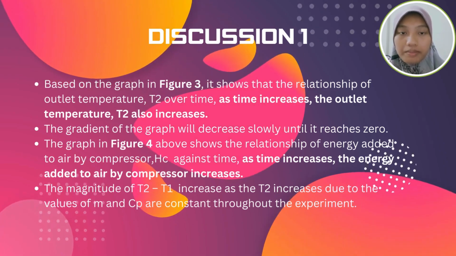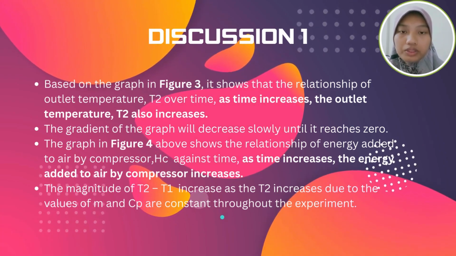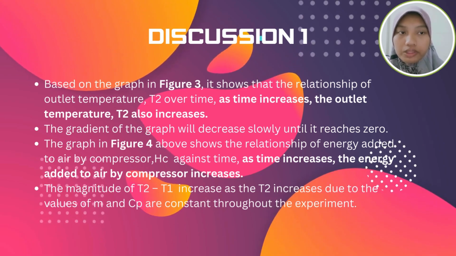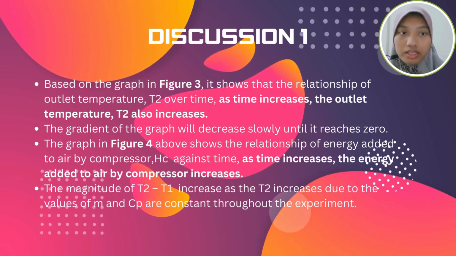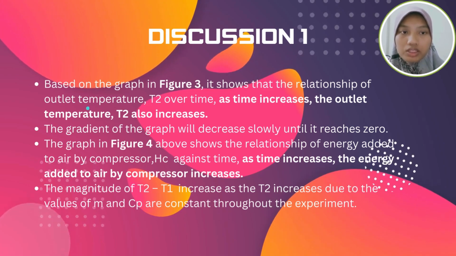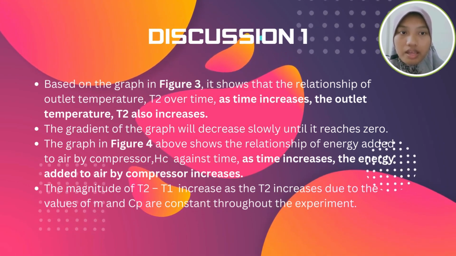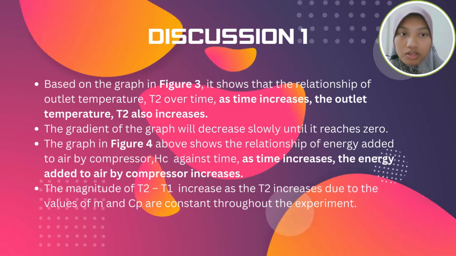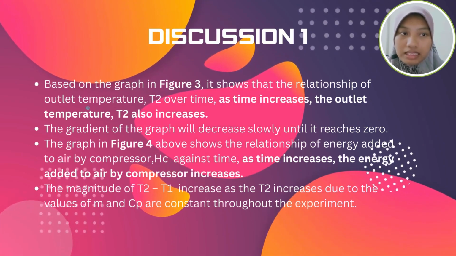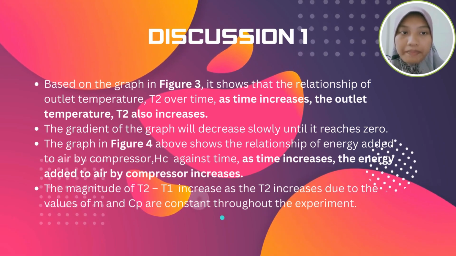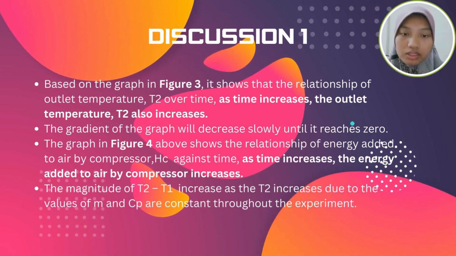For discussion 1, the graph in Figure 3 shows the relationship of outlet temperature T2 over time: as time increases, the outlet temperature T2 also increases. The gradient of the graph will decrease slowly until it reaches 0. The graph in Figure 4 shows the relationship of energy added to the air by the compressor, Hc, against time: as time increases, the energy added to the air by the compressor increases. The magnitude of T2 minus T1 increases as T2 increases, because the values of m and c are constant in the experiment.